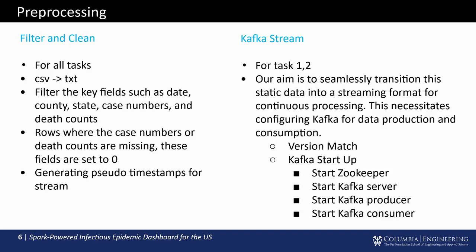For the pre-process, we filter and clean. We filter the key points such as dates, and for rows where the cases and deaths are missing, those fields are set to 0. We also generate procedural timestamps for the stream. And the Kafka stream is used for tasks 1 and 2. Our aim is to transform this static data into streaming format. So we finished the version merge and the Kafka startup, which is related to ZooKeeper, server, producer, and consumer.